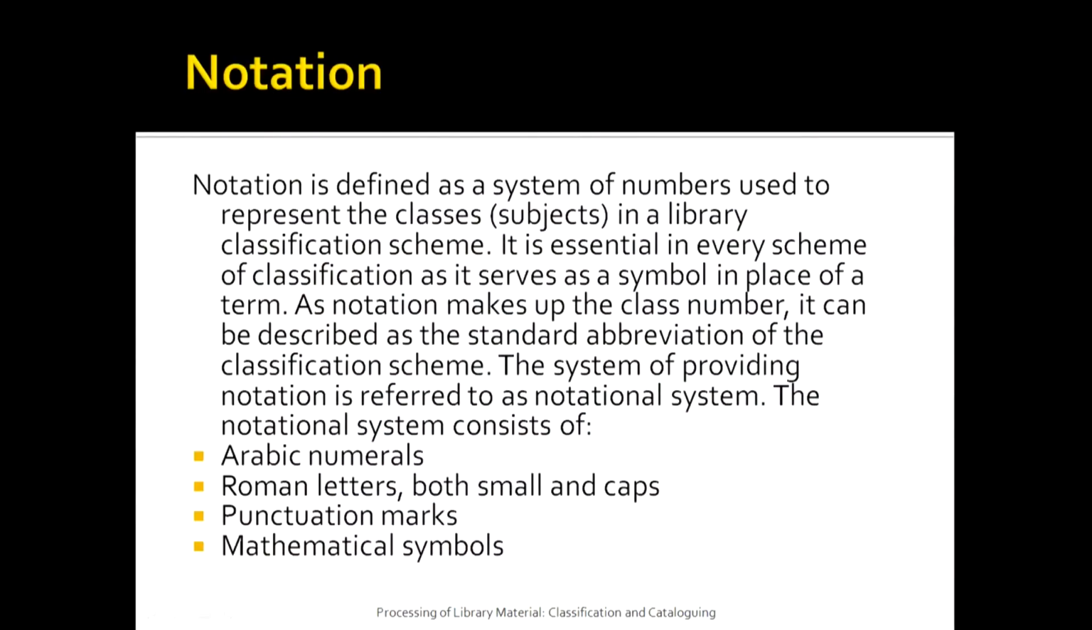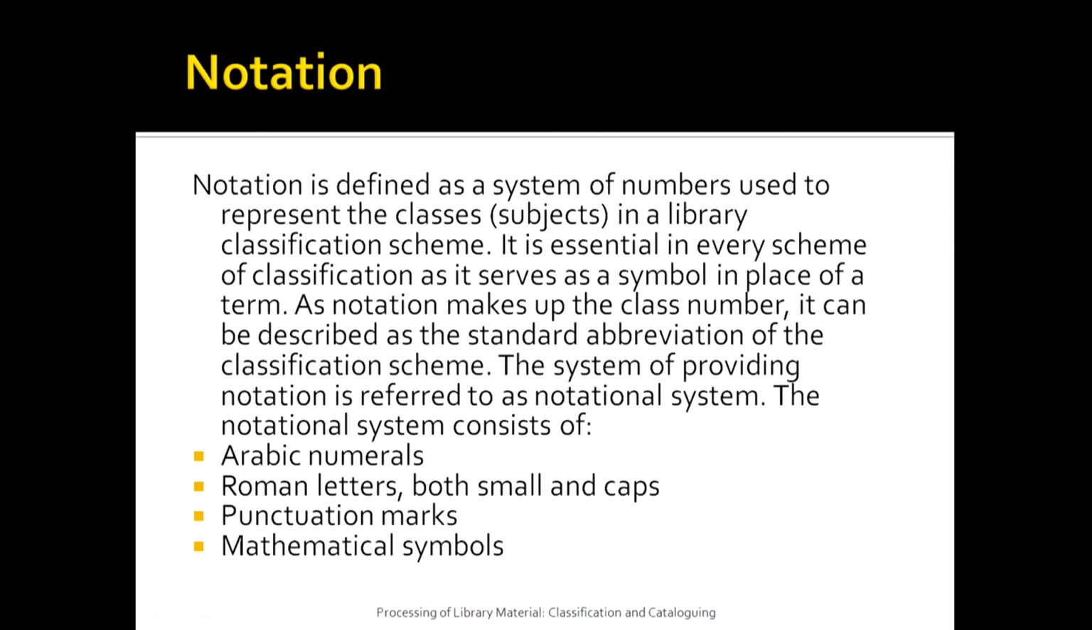Now, in connection with library classification, learners, let us now know what notation is all about. Notation is defined as a system of numbers which is used to represent the classes, that is, the subjects in a library classification scheme. It is essential in every scheme of classification as it serves as a symbol in place of a term. As notation makes up the class number, it can be described as the standard abbreviation of the classification scheme. The system of providing notation is referred to as notational system.